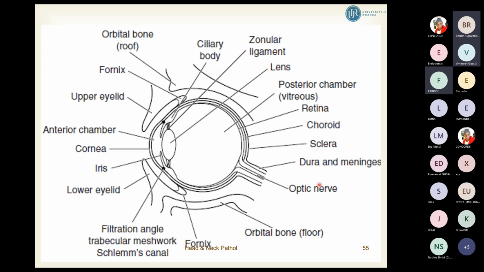This takes place within a very short time, maybe in the decimals of a second, and then you will know what you are seeing, and you interpret it, of course. Guys, we have the orbital bone around, we have muscles, and so on.